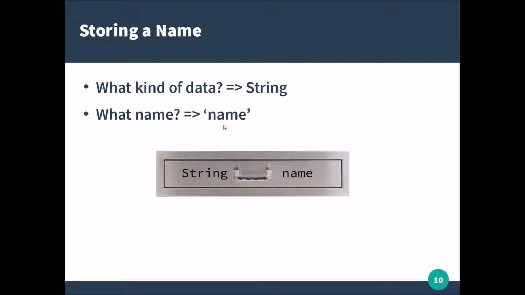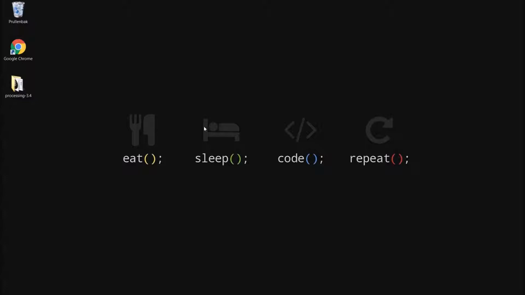Putting this together, the computer now takes a drawer from the cabinet, puts a label with "name" on it, and makes sure only strings can actually go in it. If we then assign a value to the variable, that value will be stored in this drawer as long as it's a string. Now it is time to put this theory into practice.